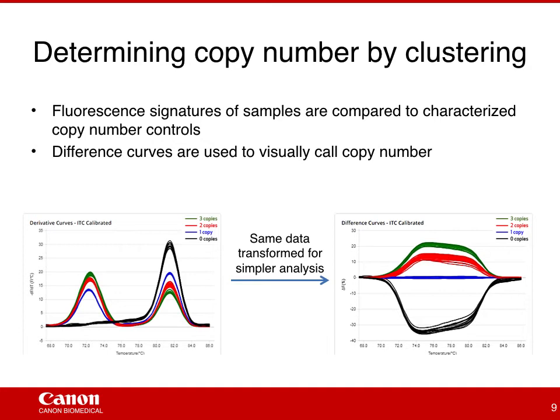The example on this slide has the blue one copy curve as the baseline, and all the other samples are compared to this cluster. Samples with fewer copies of the target gene show up below the baseline cluster, and samples with more copies of the target gene show up above the baseline.